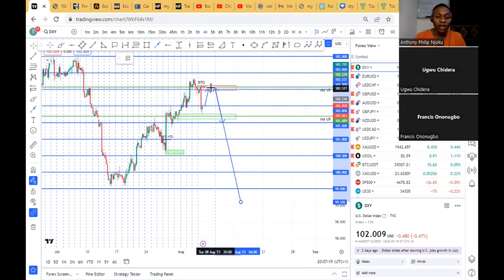So when DXY comes back into this zone, we'll be selling from here. When it comes back into this zone, which is a cause, and also when it fulfills this efficiency, because there is efficiency that is lying here that needs to be fulfilled, from here now, we'll be able to go more down. So that's what I see in DXY. So in DXY, you'll be able to know that the dollar will be weak this week.